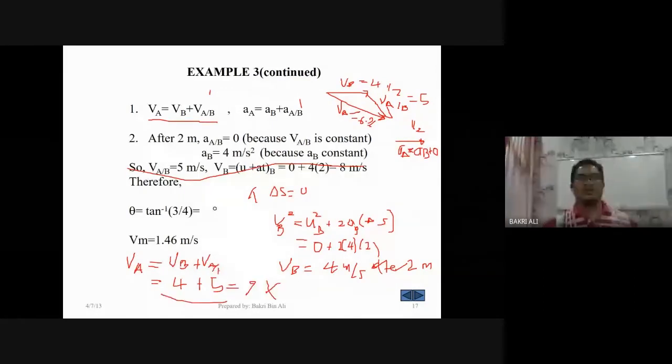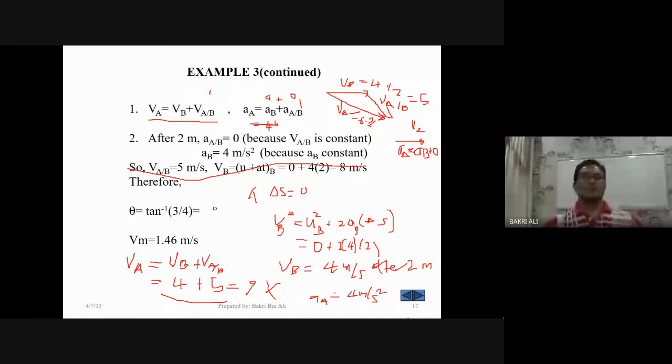Okay. And for acceleration, AA equal to AB plus AA/B. So AB is 4 meters per second squared constant, and AA/B is 0. So AA is 4 meters per second squared constant. Okay, so that is question number 2.